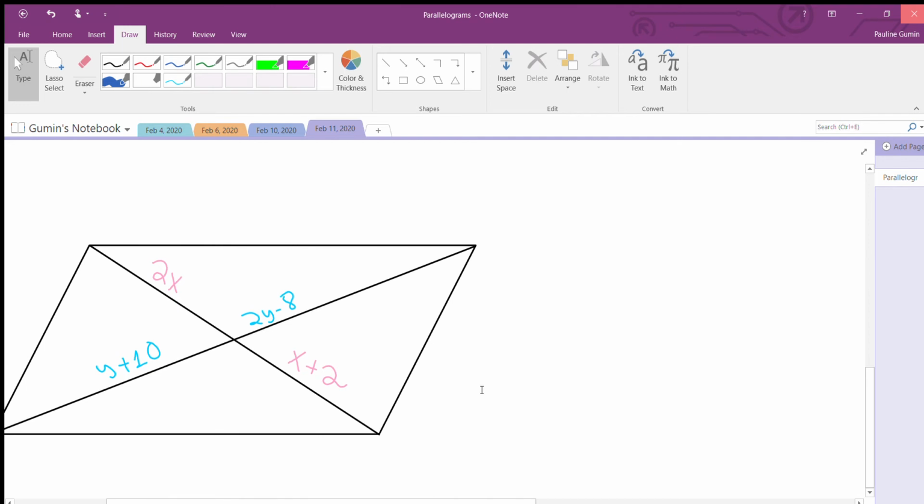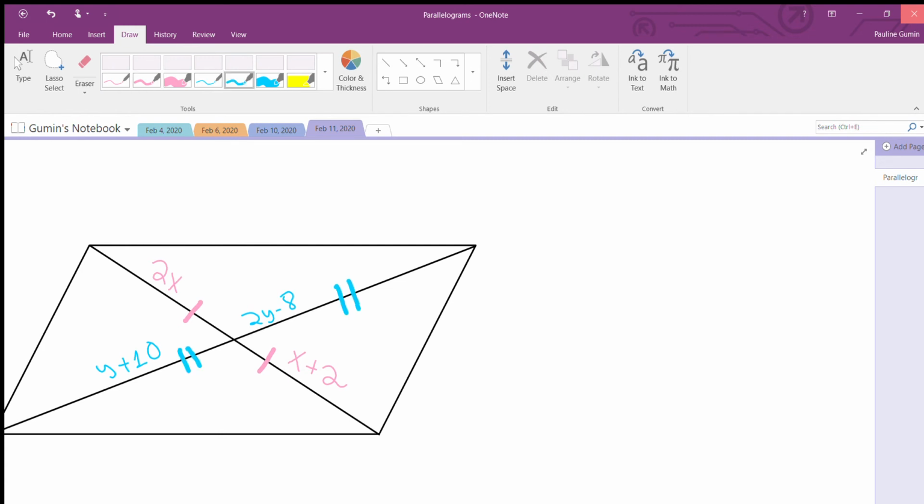Well, if it's a parallelogram, and it has diagonals drawn into it, that means this line has the same value as that line, and this one has the same as this one. Well, that means we can solve two problems. We can say, well, what's x? By taking 2x and setting it equal to x plus 2. I solve by subtracting x, and x equals 2.